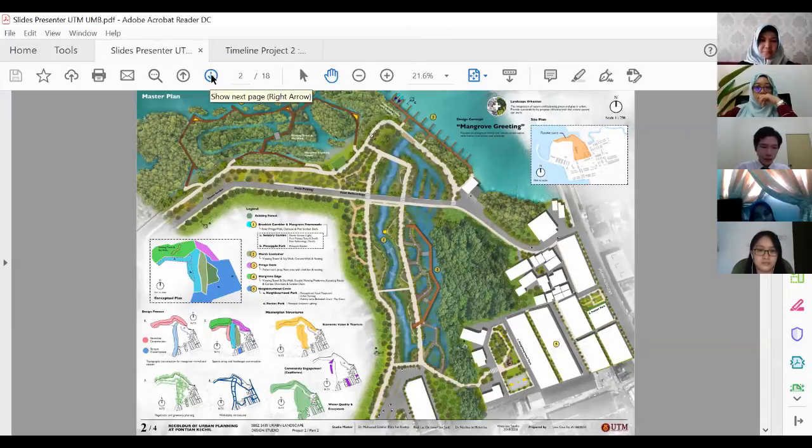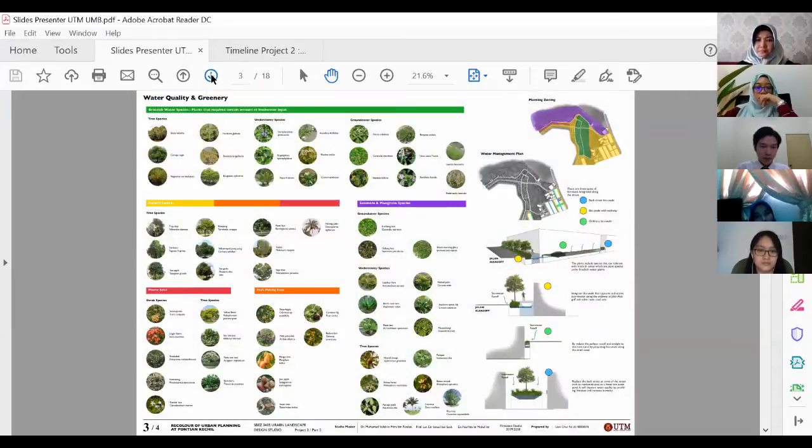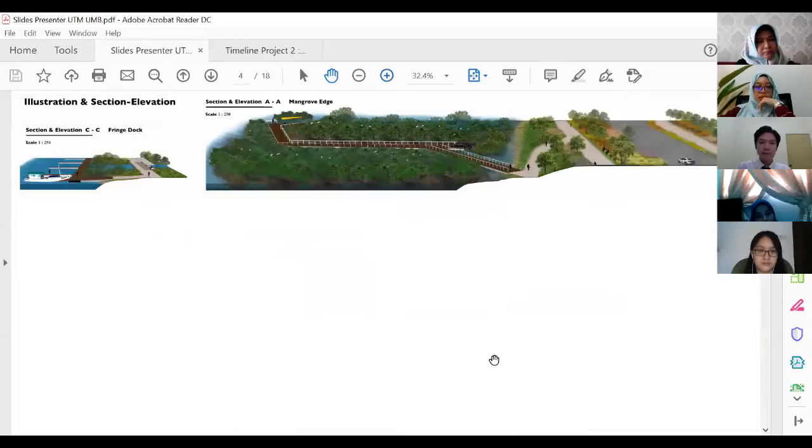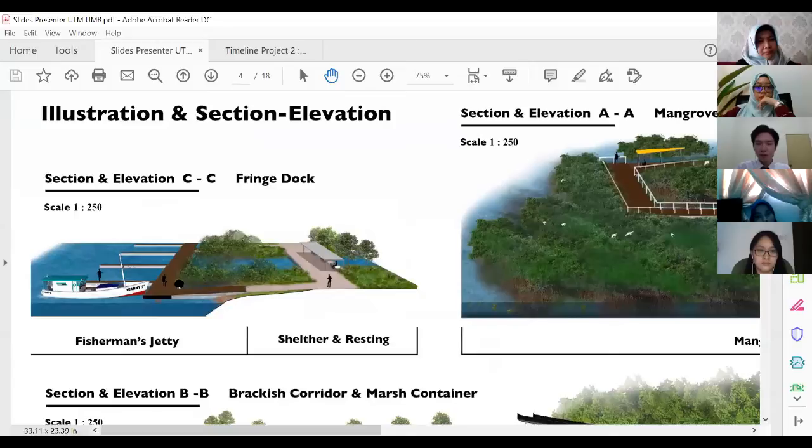Okay, how about explaining the detailing? Madam, can you zoom into the first section? The first section. The top left.